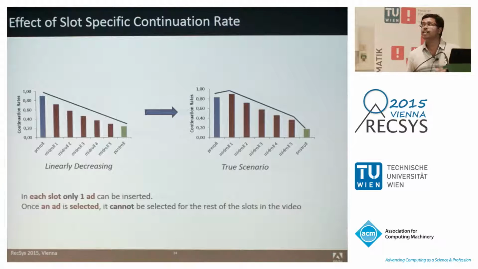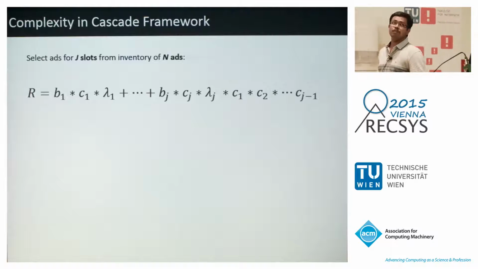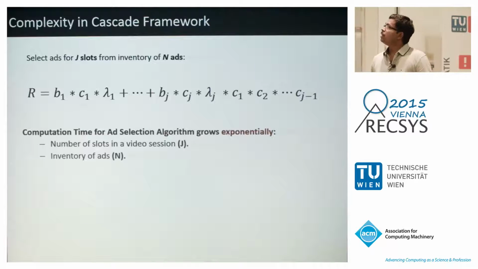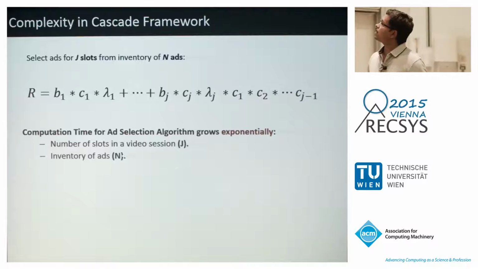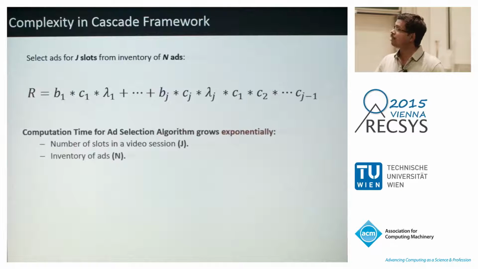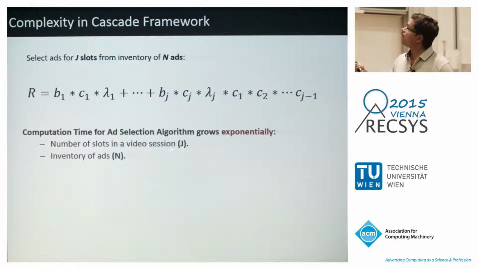So what is the complexity in Cascade framework? So if you have to select J ads for those many slots from N ads, this is the revenue that I showed you. The problem is the computation time for ad selection grows exponentially because you have to try out all different combinations to see what gives you the highest revenue. And it grows exponentially with number of slots and number of ads in the inventory.